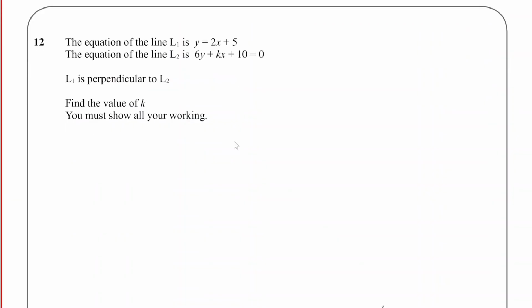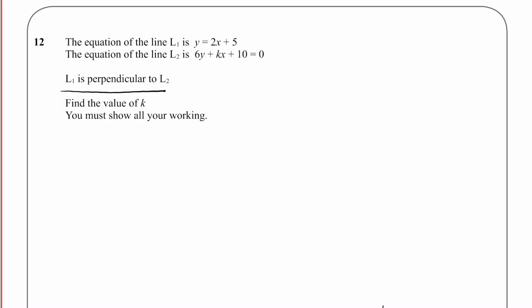Question 12. The equation of L1 is y equals 2x plus 5. The equation of L2 is 6y plus kx plus 10 equals 0. The two lines are perpendicular. Find the value of k.